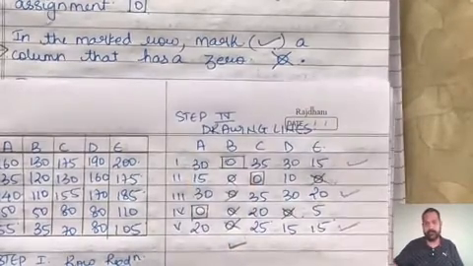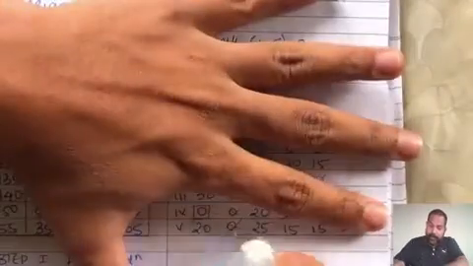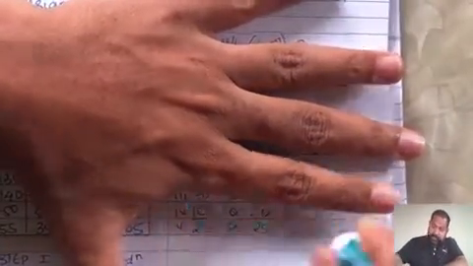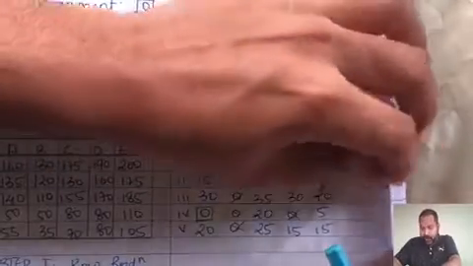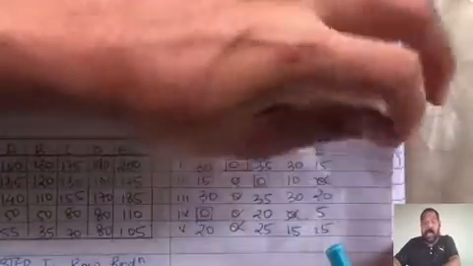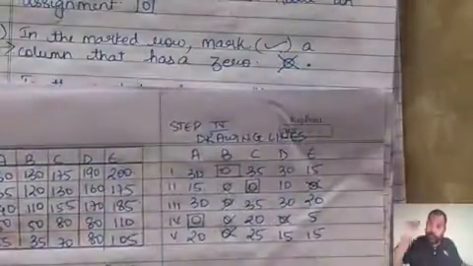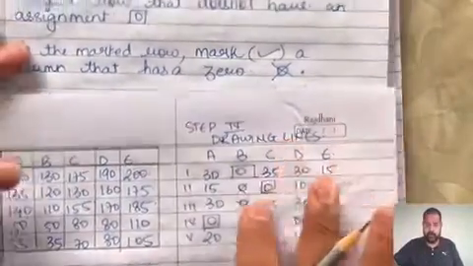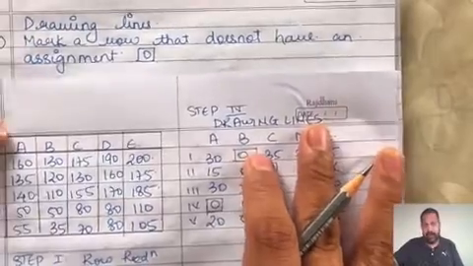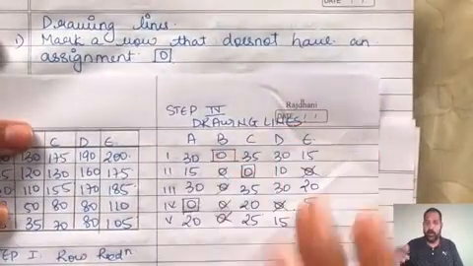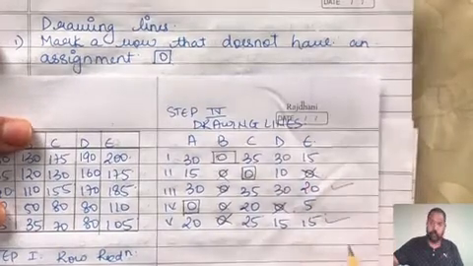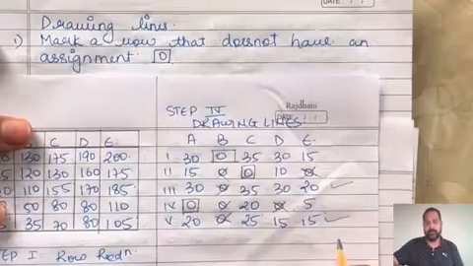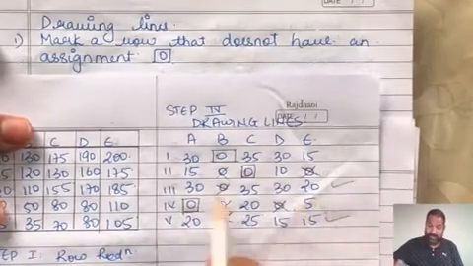Then it's done. But now I'm going to repeat it and show you something else that you should do along with the marking. When there are multiple markings, try to cancel out the tick mark that is already examined so that there is no confusion. Mark a row that does not have an assignment. Well, there are 2 rows that do not have an assignment, row number 3 and row number 5. Let's examine this first.